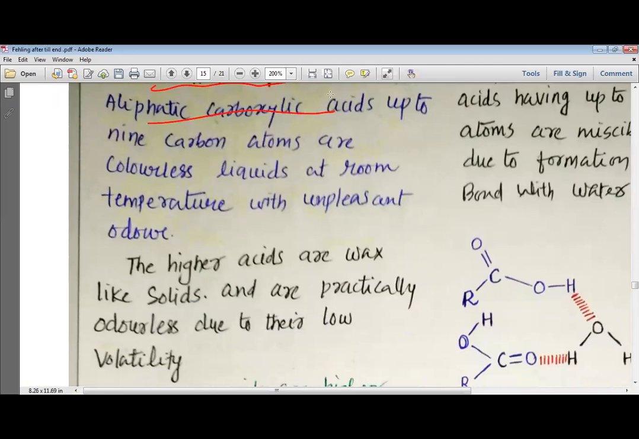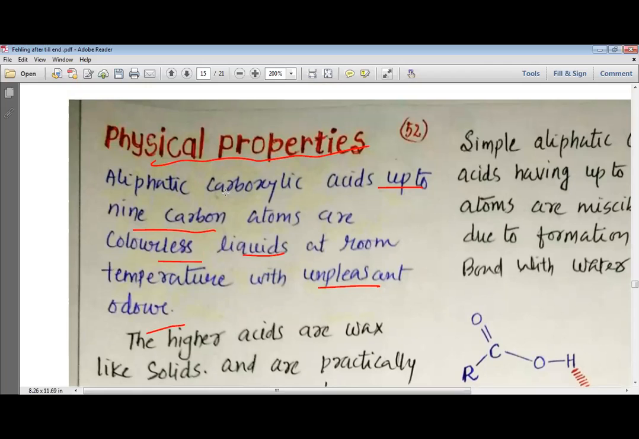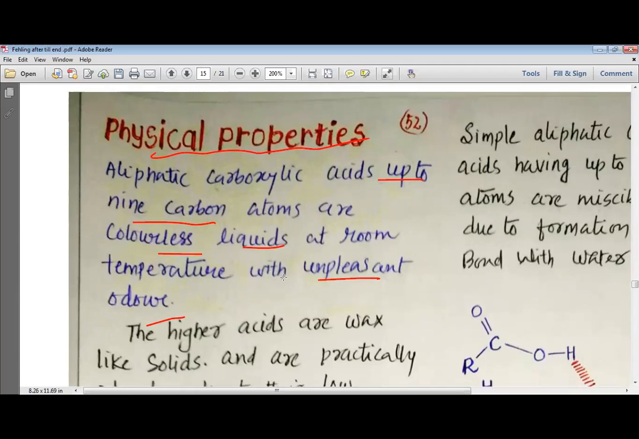Aliphatic carboxylic acids. Those carboxylic acids which contain an alkyl group or which contain an open chain are called aliphatic carboxylic acids, my dear students. So here we are talking about aliphatic carboxylic acids. Aliphatic carboxylic acids up to 9 carbon atoms are colorless liquids at room temperature with an unpleasant odor. So please remember that up to 9 carbon, all the aliphatic carboxylic acids are liquid and they have an unpleasant smell.